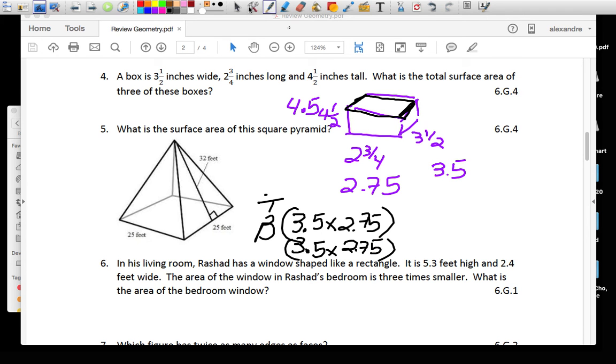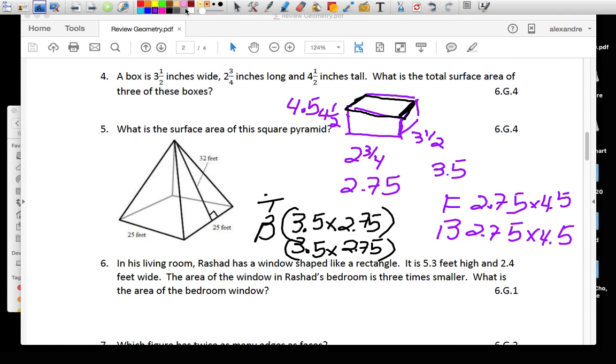Then you're going to do the front here. This is the front part right here. The front is 2.75, and what is my height over here? This height here says it's 4.5. So 2.75 times 4.5. And the back is the same thing, 2.75 times 4.5.